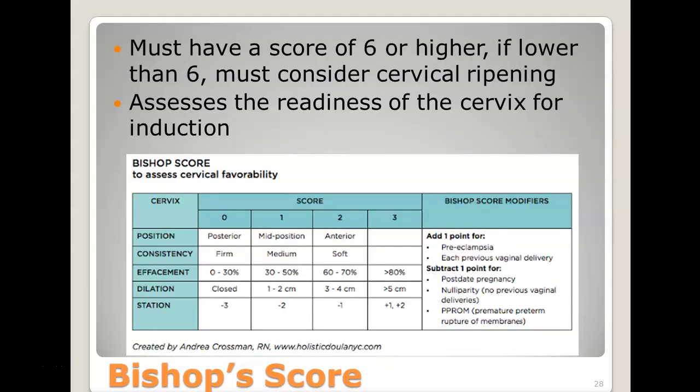So we talked earlier in the very beginning in that antepartum slide about the Bishop score. So when we're doing a Bishop score to assess a woman's likelihood of having a successful induction or delivery, we use this Bishop score. They must have a score that's 6 or higher. And if it's lower than 6, we have to consider using a cervical ripening agent first before we use the Pitocin. So we're really assessing the readiness of the cervix for the induction.